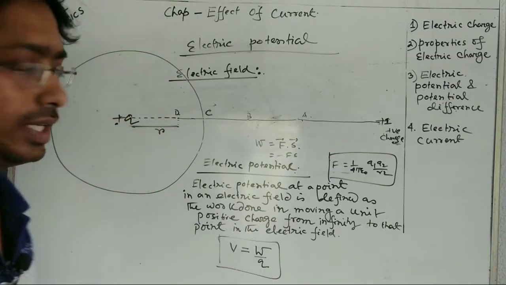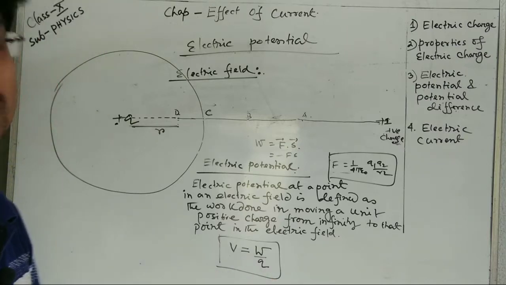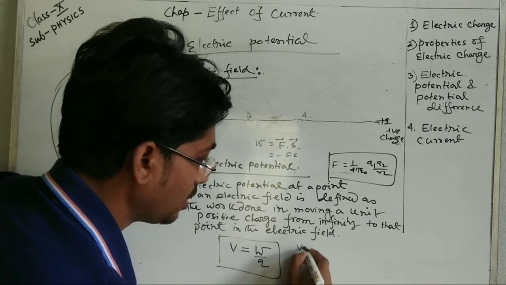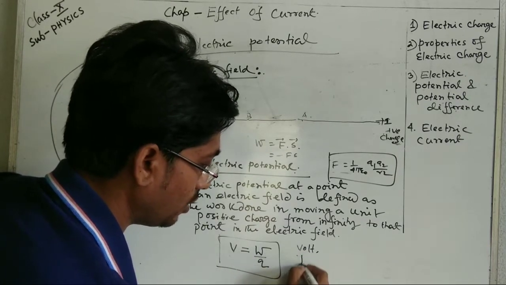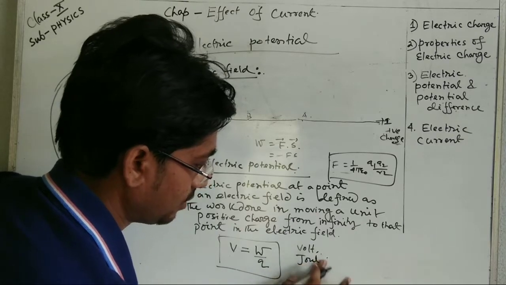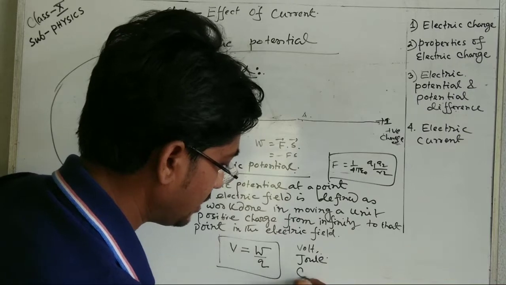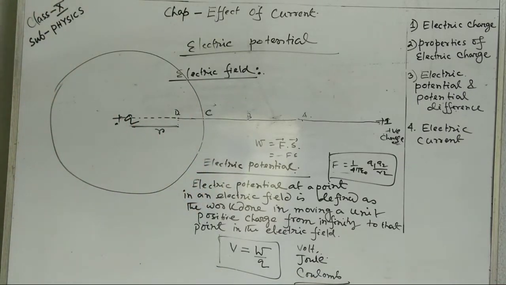V is equal to W by Q, where V is the potential, W is the work done, and Q is the charge. So what is the unit? The unit of potential is volt. The unit of work done, you know, that is joule, in SI. And charge, that is coulomb. So V is equal to W by Q.